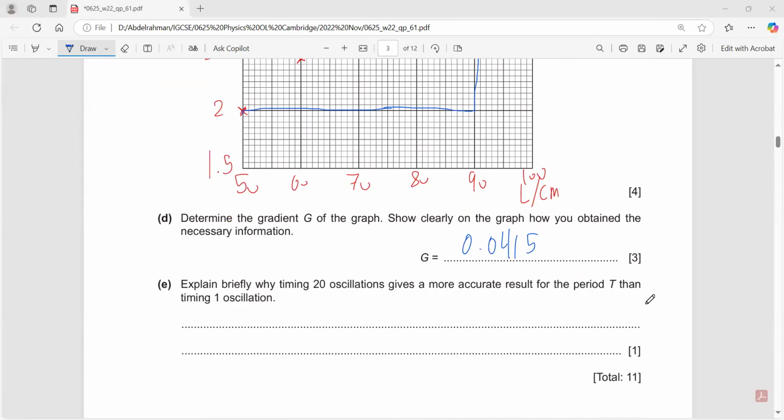Okay. Explain briefly why timing 20 oscillations gives more accurate results for the time period than timing one oscillation. Why is 20 much better? I've always said you need to increase the number of oscillations. Why? Because there is a human error. So when you increase the number of oscillations, what happens to the percentage of the human error? The percentage of the human error decreases as you increase the number of oscillations.